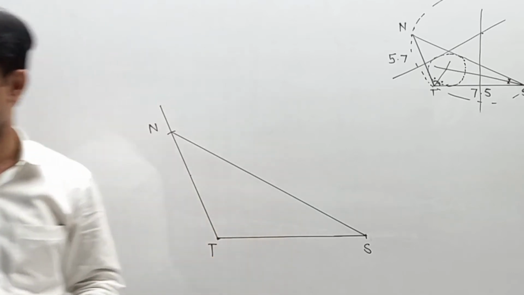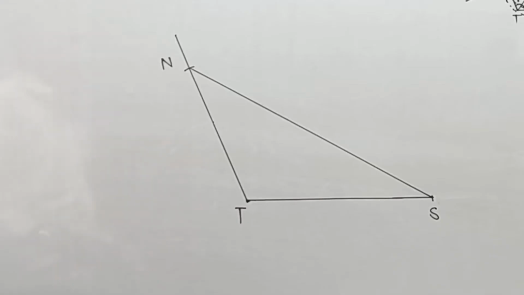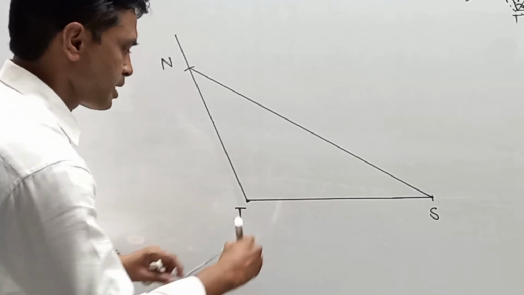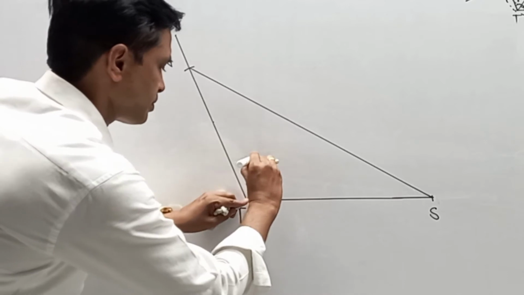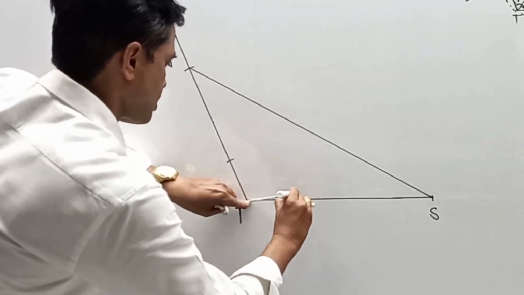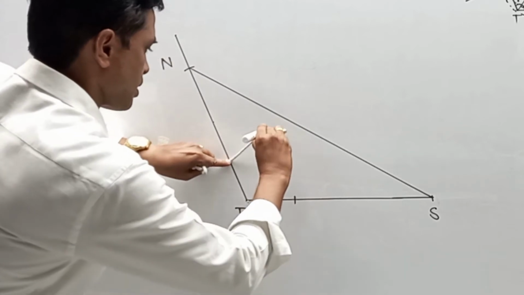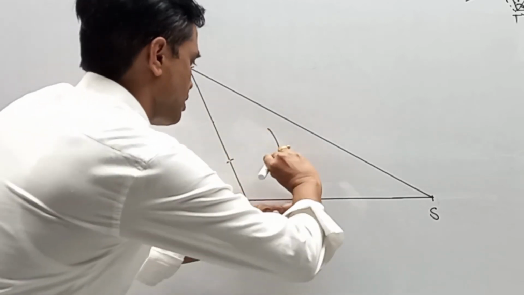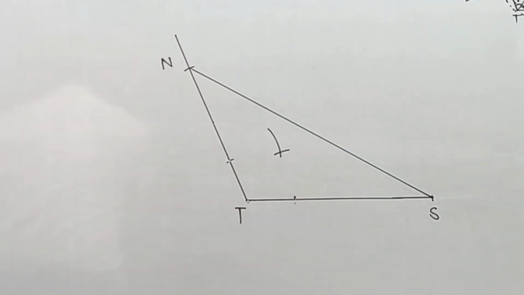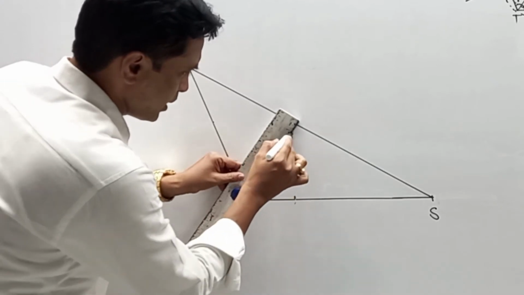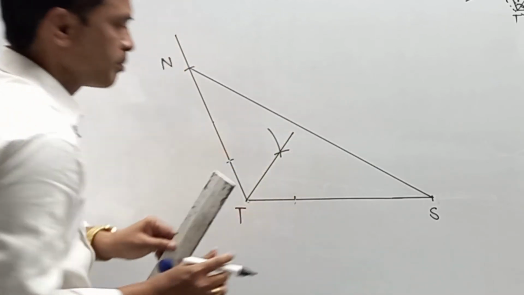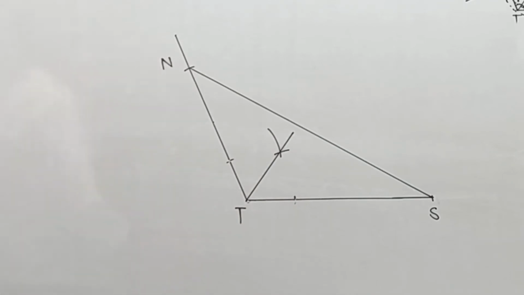So please pay attention. Here the process is step by step. In the first case, for angle T, I am going to draw its angle bisector. Now the first part is the angle bisector of T. Means here in the first step, our angle T, which is 110, is divided into two equal parts. Now the same process for angle S.